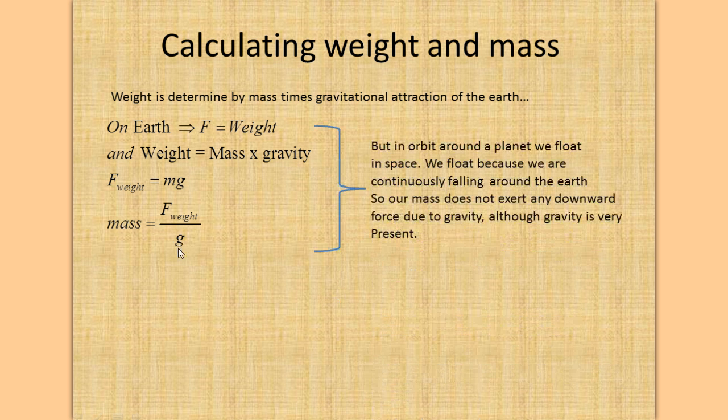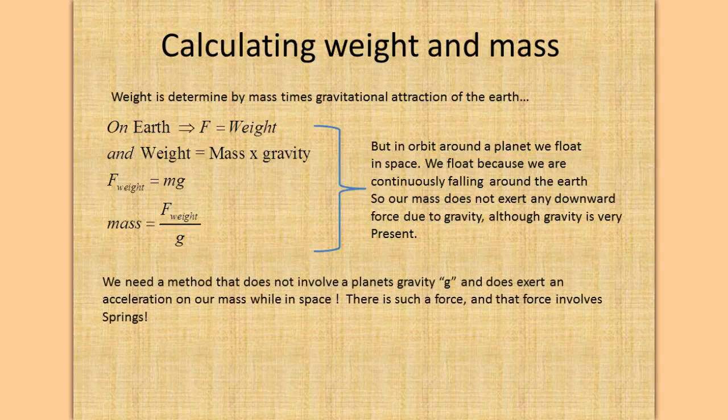But in orbit around the planet, we float in space. We float because we are continuously falling around the Earth. So our mass does not exert any downward force due to gravity, although gravity is very present. We need a method that does not involve a planet's gravity g, and does exert an acceleration on our mass while in space. There is such a force, and that force involves springs. So let's investigate springs.